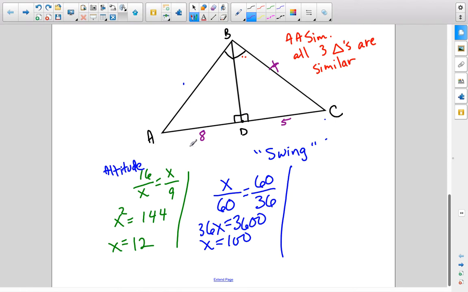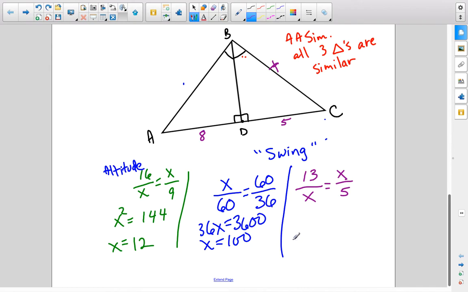So I can look at the large triangle, AC, which is the hypotenuse of the large one, is to this leg, BC, as the hypotenuse of the medium triangle is to this leg, 5. So 8 plus 5 is 13. So A to C is 13 over my leg, which is X, on the large triangle, equals the hypotenuse of the medium triangle over its leg, 5.